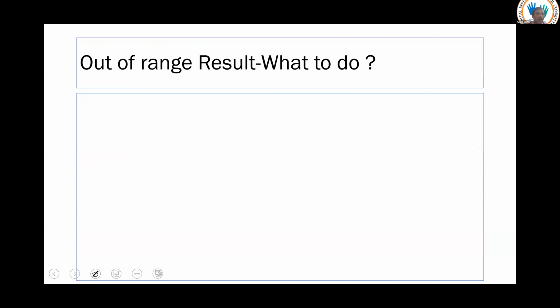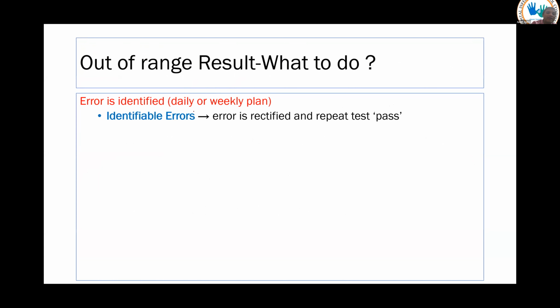All these three questions are related to an out of range QC result. If you have an out of range QC result, then what to do? The first thing is to see whether the error is identified or not, whether you go for a daily plan or a weekly plan. If the error is identified, then this kind of error is called an identifiable error. Here the error is rectified. The repeat QC test after the rectification has to pass, because you have identified the error. After that you can continue the daily or weekly plan.